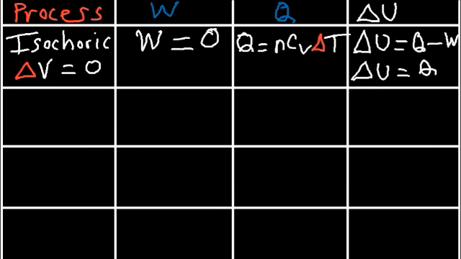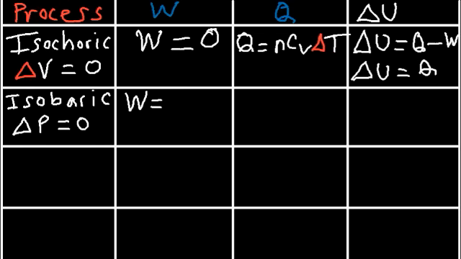Now, the next thing that we need to talk about is the isobaric process. In an isobaric process, the change in pressure is equal to 0. The pressure is constant. Under constant pressure conditions, you can calculate the work using this equation. It's equal to the pressure times the change in volume. By the way, you can also calculate the work using this equation. NR times delta T. We'll talk more about that throughout this video.